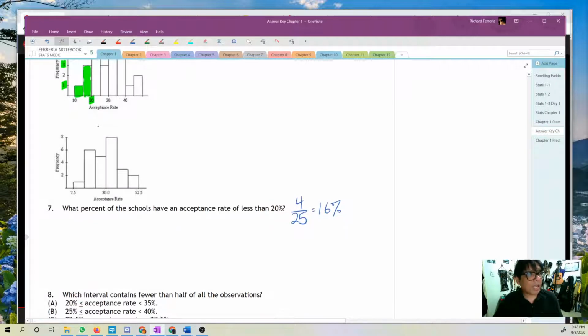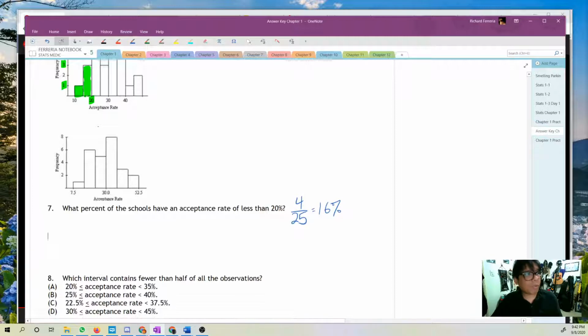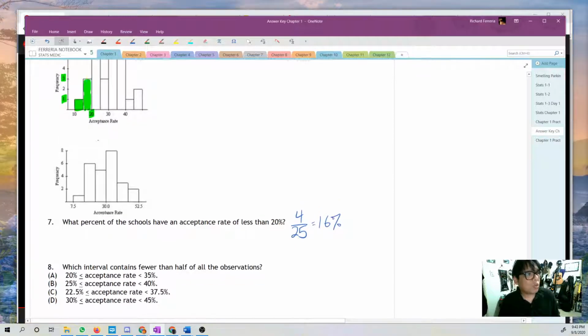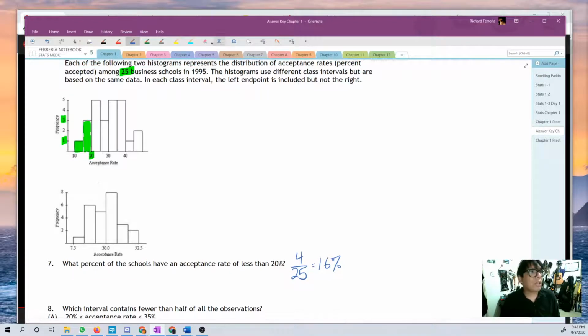Let's take a look at letter 8. It's based on the same information, the same graphs. Which interval contains less than half of the observations? Let's remember that there are 25 observations. So less than half of the observations would be 12 or less. So are there 12 or less schools between 20 and 35? Between 20 and 35 would be these 3 bars. 1, 2, 3. Is that 12 schools or less?